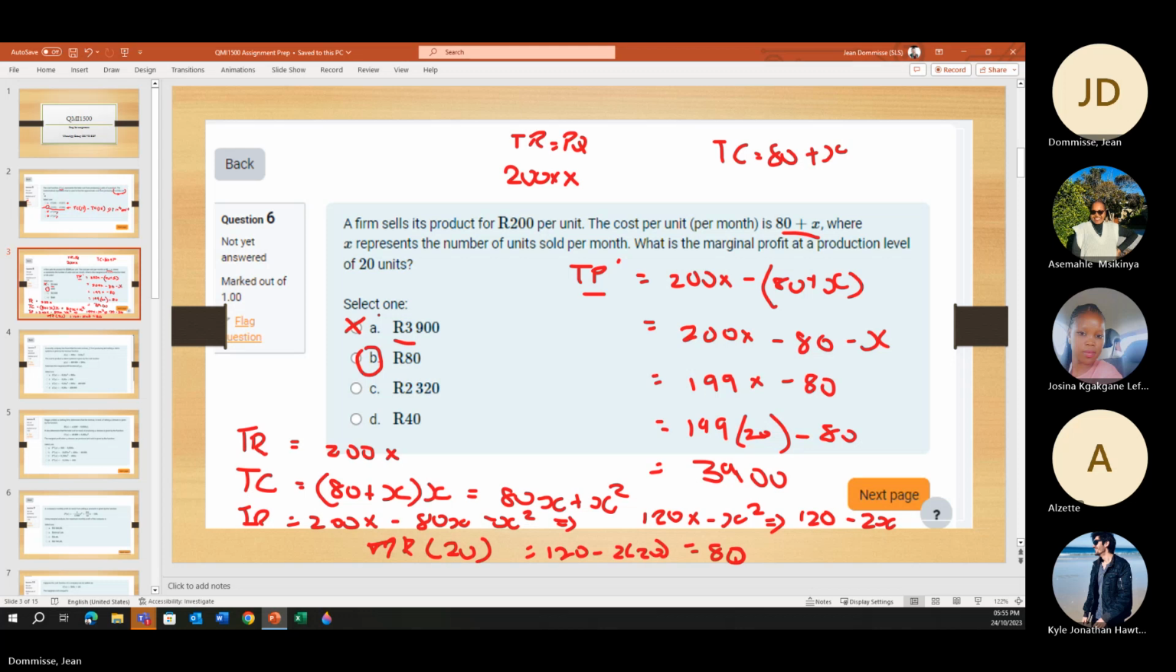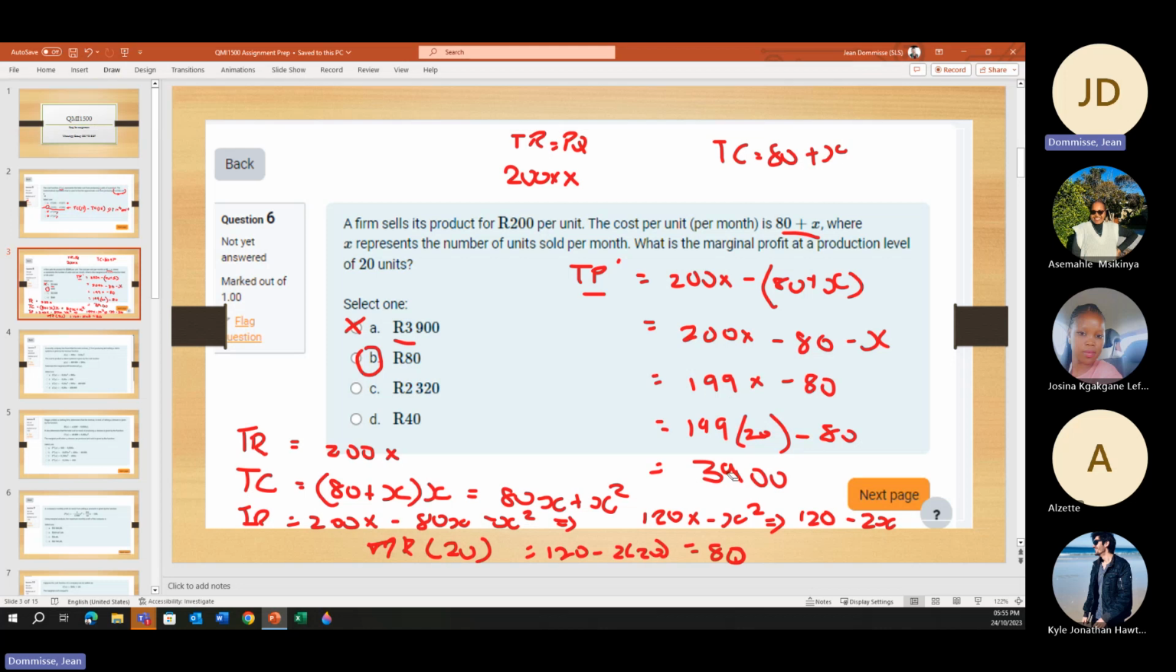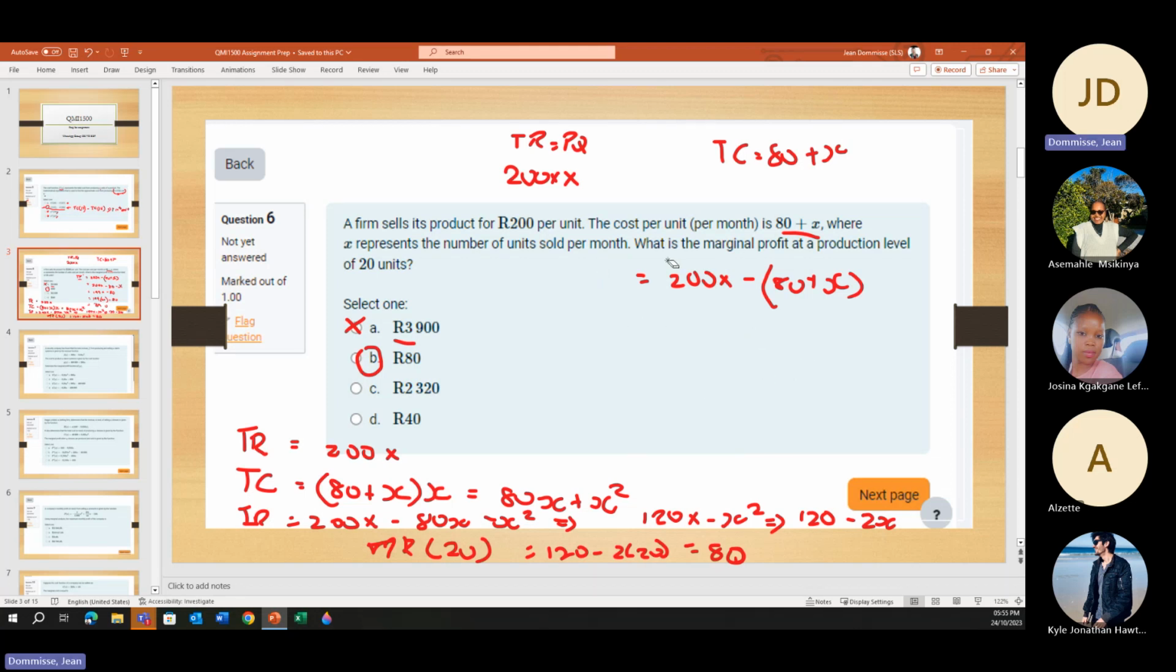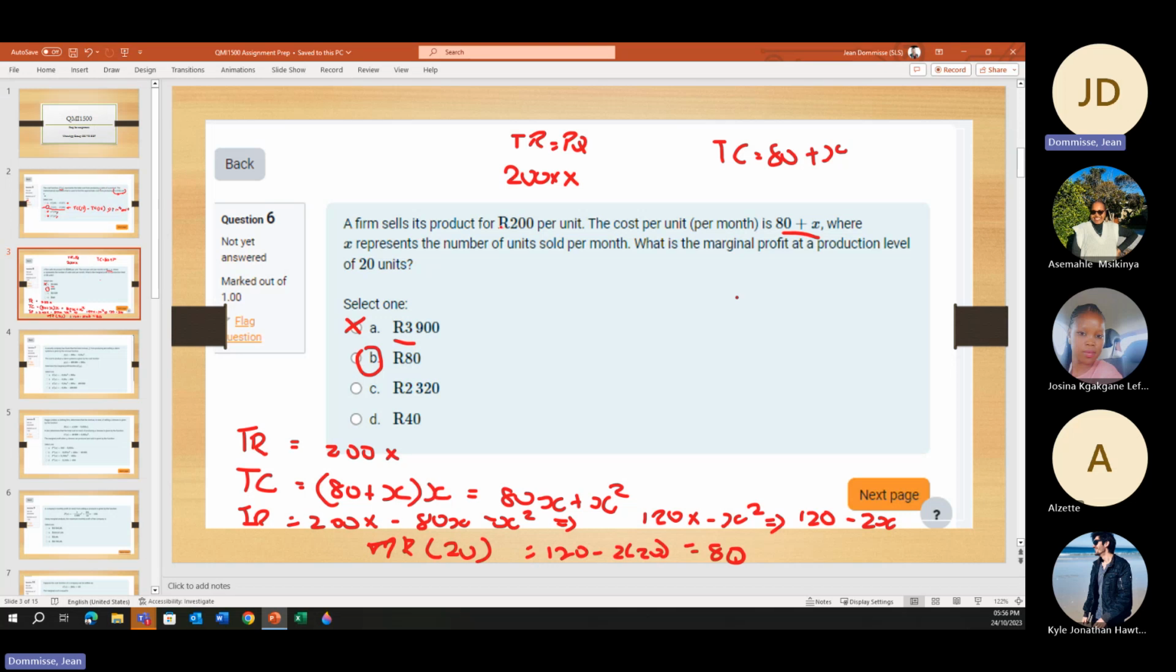Option 2. Okay, so I don't like this because the wording is really difficult. So if anybody gets that as a right answer, I now read it, and I've now read this as: a firm sells its product for 200 Rand per unit.